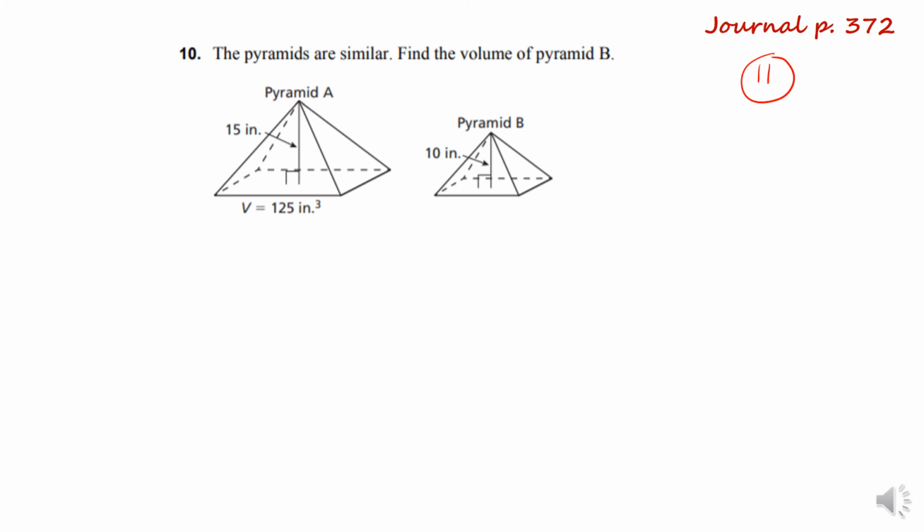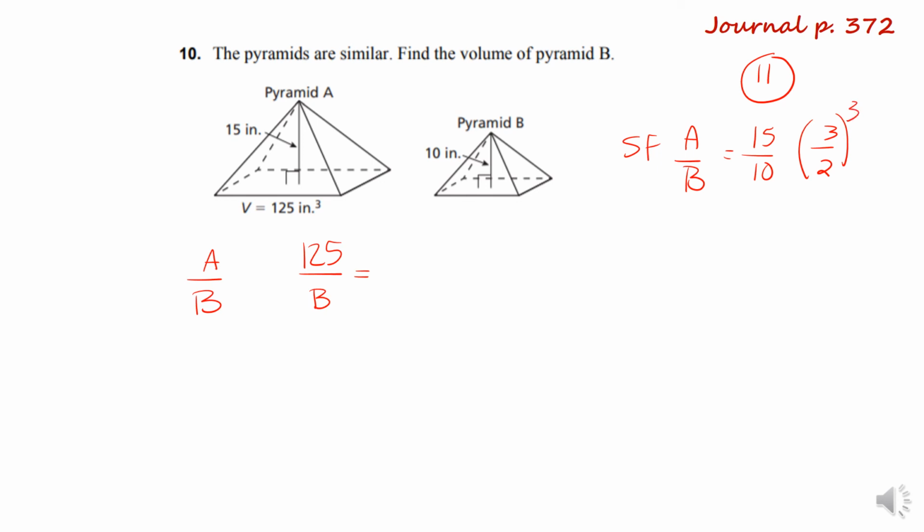Okay, so the first thing I want to find is the scale factor. The scale factor of A to B, I use the height, 15 over 10, or 3 over 2. Now to find the volumes, I'm going to do A over B. The volume of A is 125 over the volume of B, which I'm just going to call B, equals, and now I have to cube this. So that would be 3 times 3 times 3 is 27 over 8. So I'm going to set that up, 27 over 8.